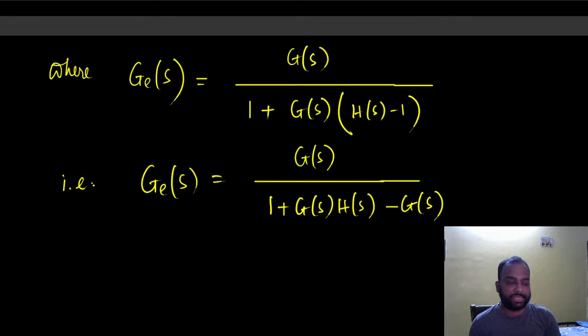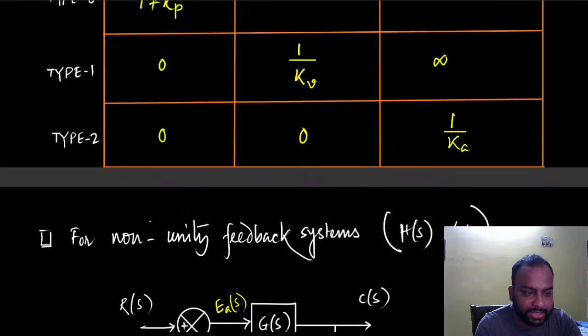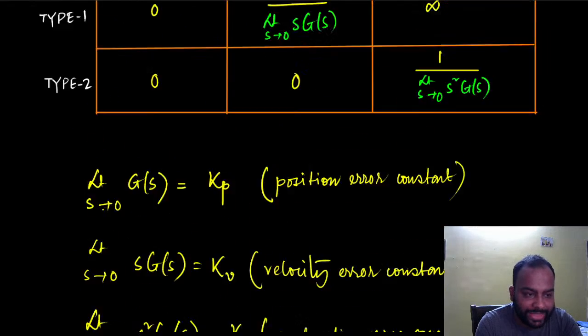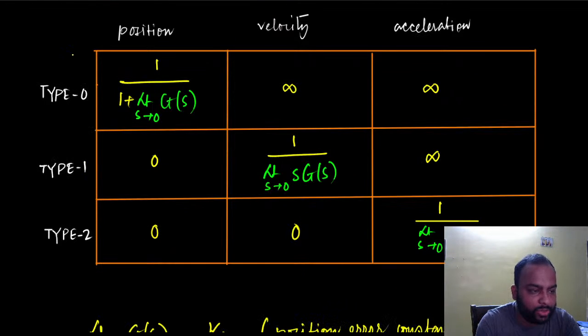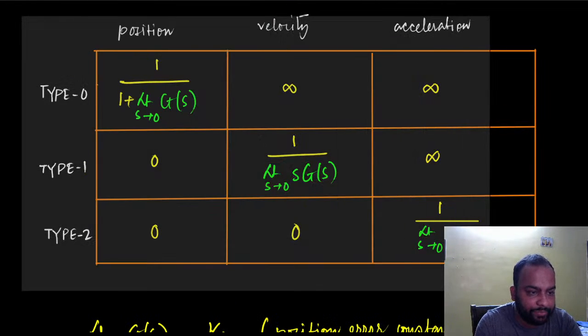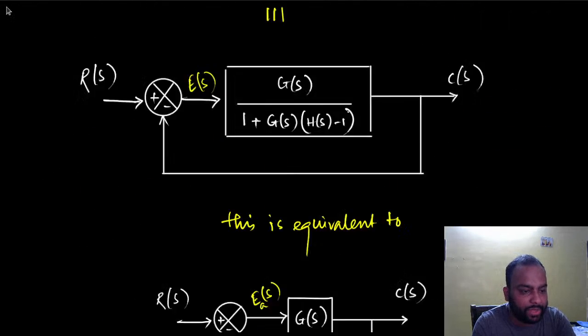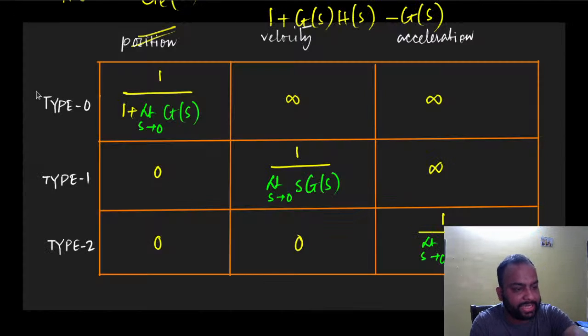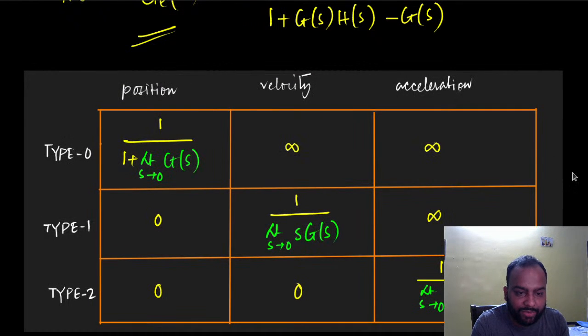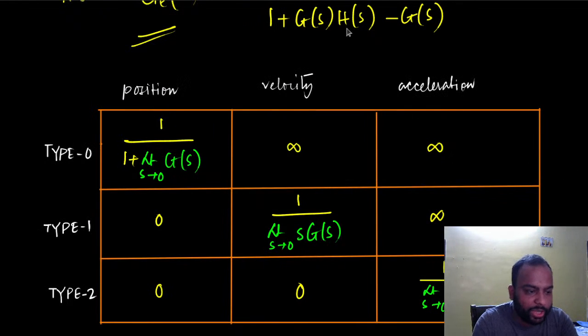So if I give you a system which is not unity feedback in nature and ask you to calculate the errors, all you have to do is to calculate G_E(s), and then you can calculate the errors as you did. You can then calculate the errors very easily. Now of course, with that definition, what would happen to these tables? Essentially, if I give you a non-unity feedback system, then these tables can be simply modified by replacing G(s) with G_E(s), because that is what we get when we convert the non-unity feedback system to a unity feedback system.